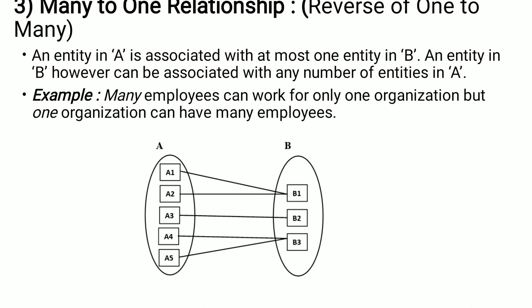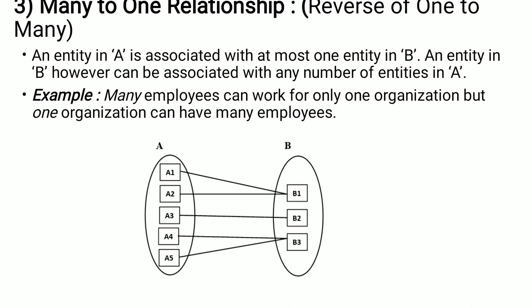Here, the first entity A contains five instances, A1 to A5. The second entity B contains three instances. A1 and A2 are associated with a single entity, B1, A3 and A4 with B2, and A5 with B3. That is called many to one relationship. The best example here is many employees can work for only one organization, but one organization can have many employees. That is many to one.